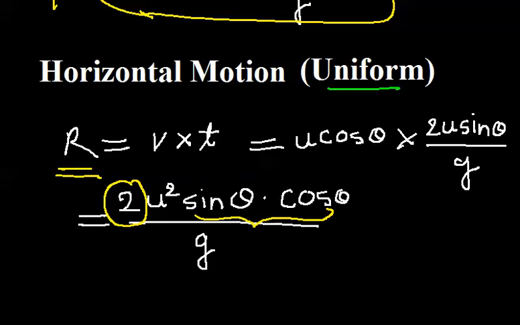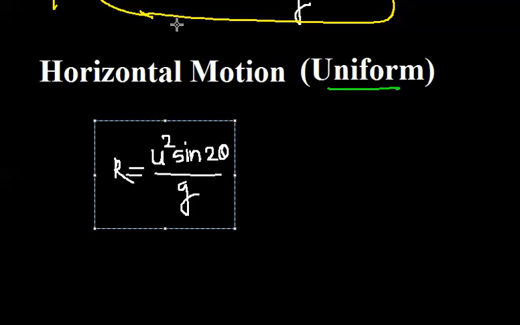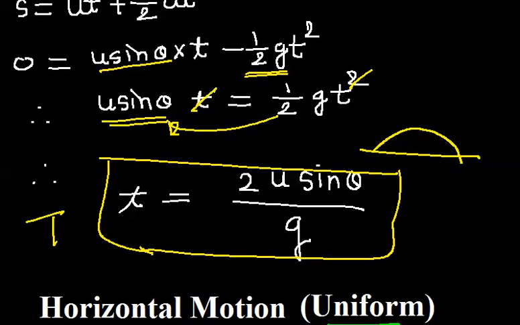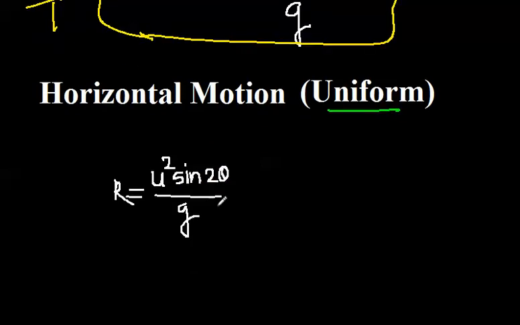So the formula for the range becomes u square sine 2 theta over g. I'll just write it. This is the formula for the range. So you got the formula for the time of flight and now for the range. And using similar expressions, you can find the formula for the maximum height as well.